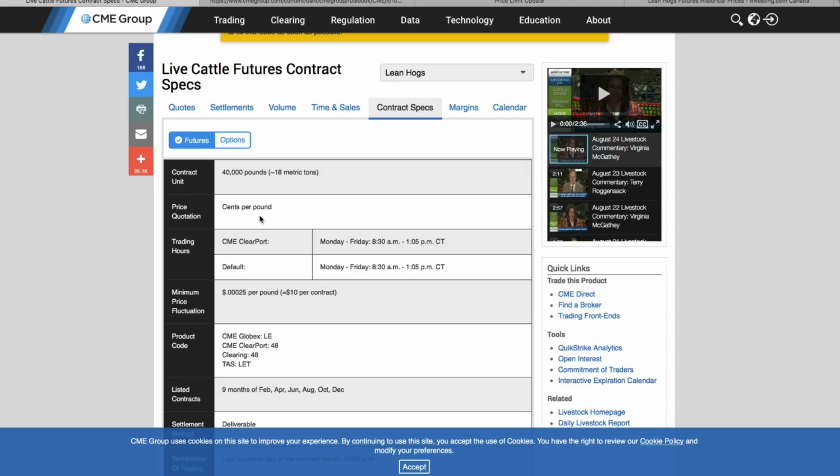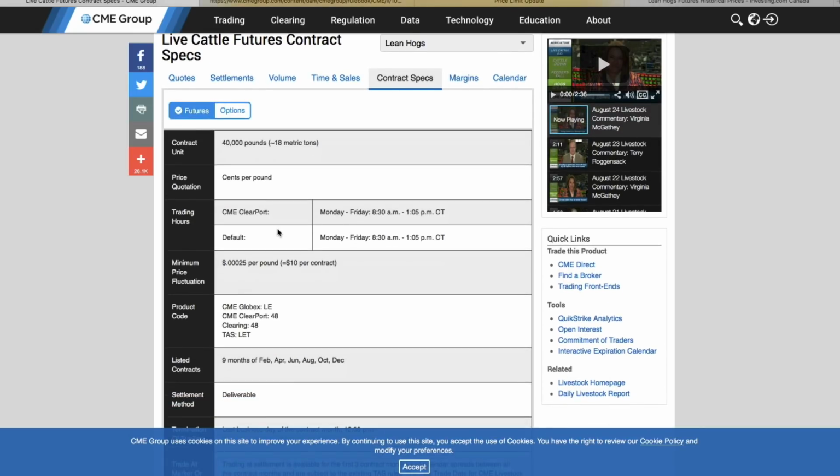So if we look at a quote and we see 120.025, that's 120 cents. That's not $120, it's 120 cents. The whole contract is quoted in cents. So even if it were $4, it would be quoted as 400 cents. We don't need to know the port.